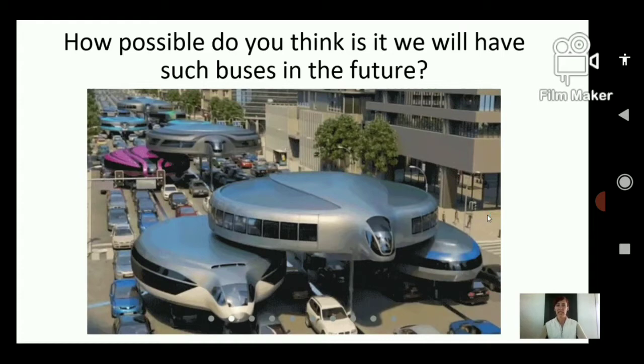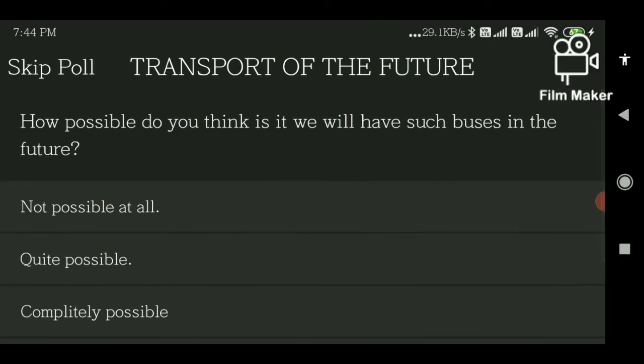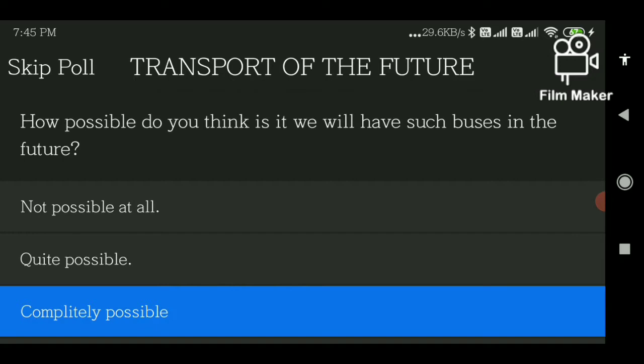And you can see now you can vote. You can decide either. You can say not possible at all. You can say quite possible. You can say completely possible. Got an opinion about it. So you can start voting now. Let's go. I can see some people voted already. So we've got 4, 6, 7, 8 people voted. Okay. So please keep on going. Just vote. How possible do you think is it we will have such transport in the future?